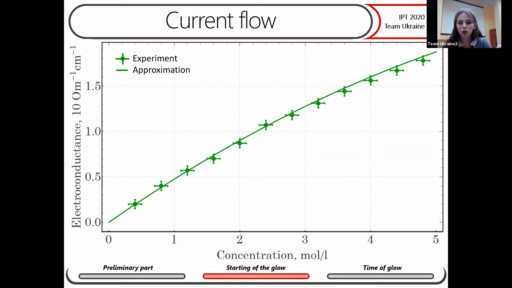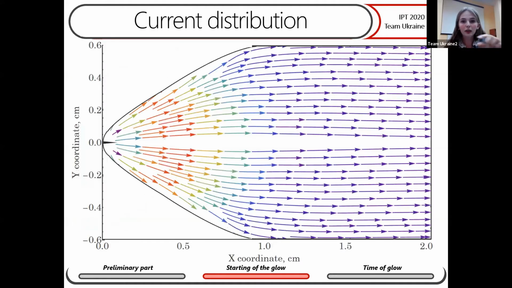But for the solution, we need to know the value of electroconductance, and we can find these values from an additional experiment, and we see that the electroconductance increases with increasing salt concentration in the solution. And after determining these values, we can get a current distribution near the electrode in the pickle.